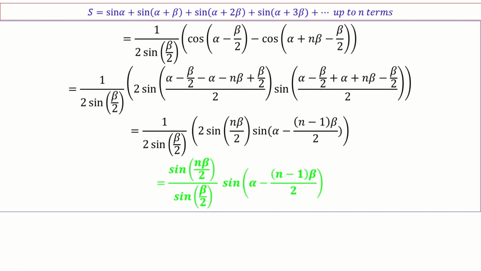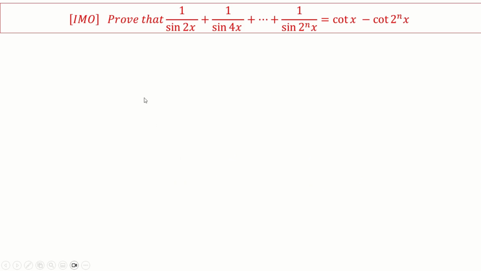I hope these problems are very interesting for you. As I said, I went from easy to advanced problems, so this is useful for everybody from 8th class to 12th class. I hope to bring more problems from trigonometry like this.